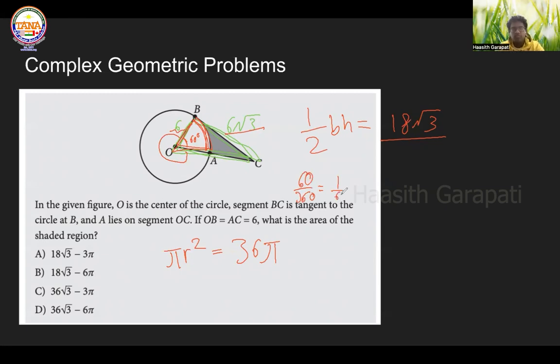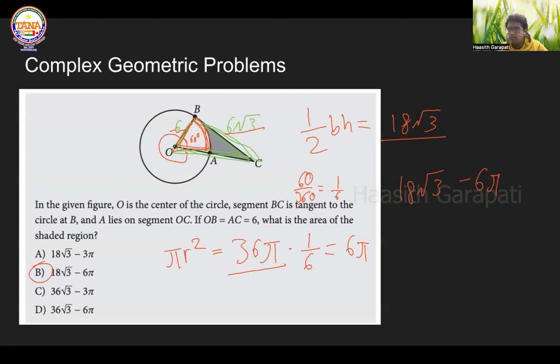So we can say that the 60-degree portion of the circle is a sixth of the circle. So we can take the area of the whole circle and multiply it by 1/6, and we'll get the area of the segment. So in this case, the area is going to be 6 pi. So then if we subtract those two, we get 18 root 3 minus 6 pi, and B is going to be the correct answer.